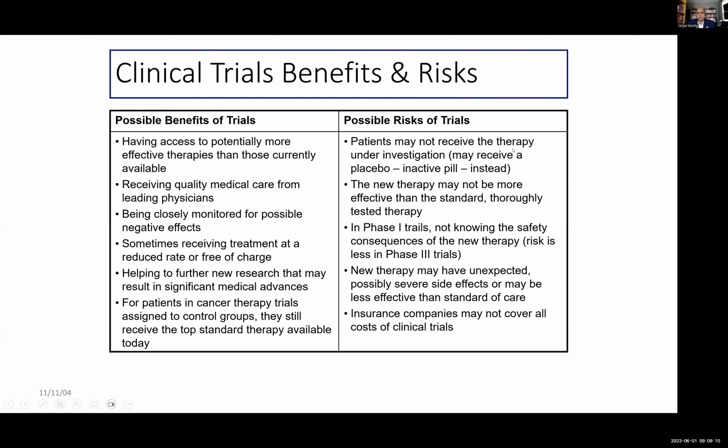Patients may not receive the therapy under investigation, and may receive a placebo, an inactive pill. So we are taking the patient, sometimes they are getting the active ingredient, sometimes they are not getting the active ingredient. Simply they are getting a placebo, a sugar pill. So the new therapy may not be more effective than the standard, thoroughly tested therapy. So these are all disadvantages. Risks are there itself.